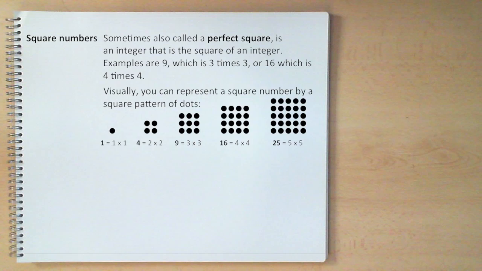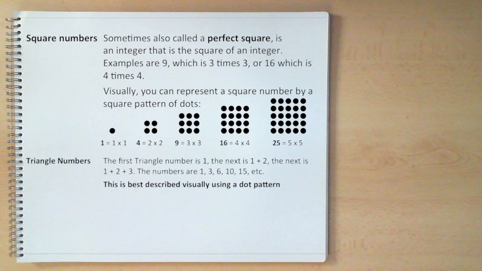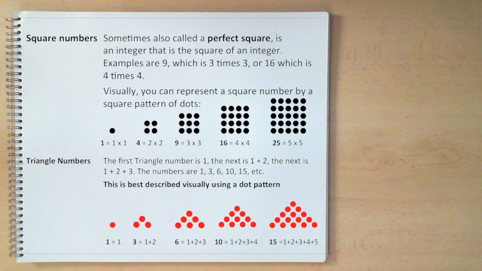Alongside square numbers, we have triangle numbers. First triangle number is 1, then the next one is 1 plus 2, then it's 1 plus 2 plus 3, and so on. So these numbers are equal to 1, 3, 6, 10, 15, 21, and so on. As with square numbers, this is a lot easier to show visually. So 1 is just the number 1, then the second one is 1 plus 2, which is 3, third one is 1 plus 2 plus 3 is 6, and so on.